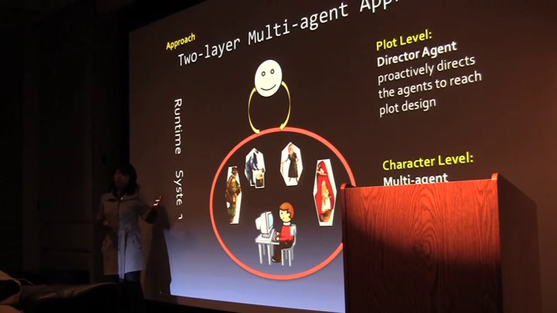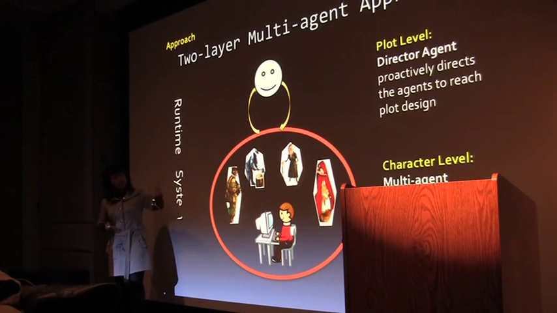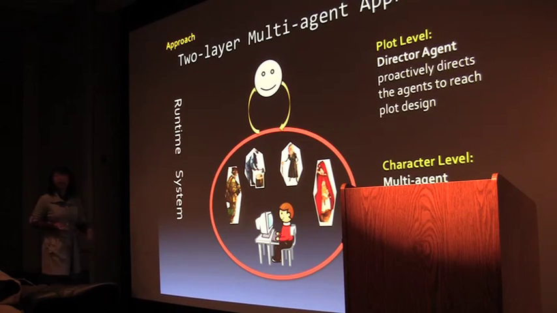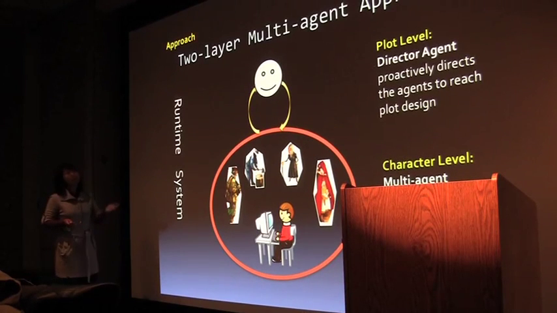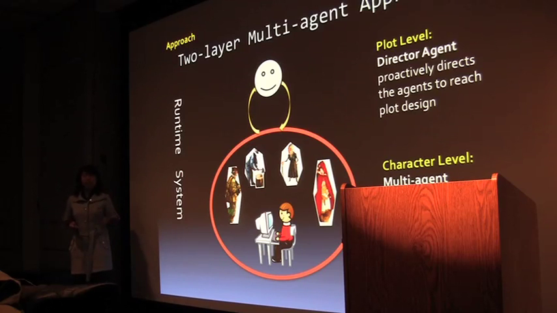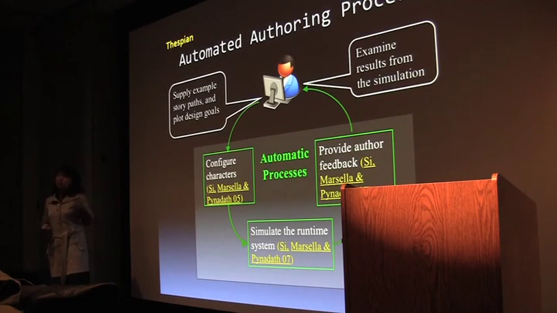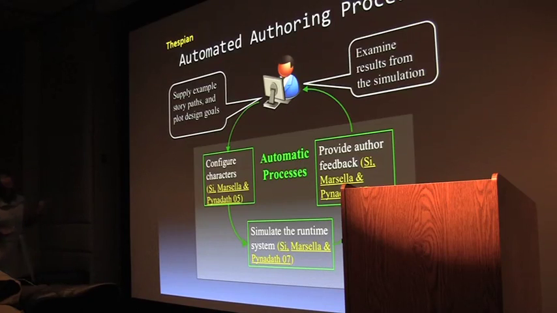And then overarching, to manage the overall experience of the story, there's another layer that uses a director agent that does a multi-agent coordination task. The director agent keeps on watching the development of the story, predicts the future development, and tries to coordinate all other agents' behaviors to reach the plot design goals or the event design goals the author has laid out for the story. So that's implemented in my thesis work. The name of the framework is called Thespian. Thespian stands for, I think, actor. And then, of course, that's the runtime system.